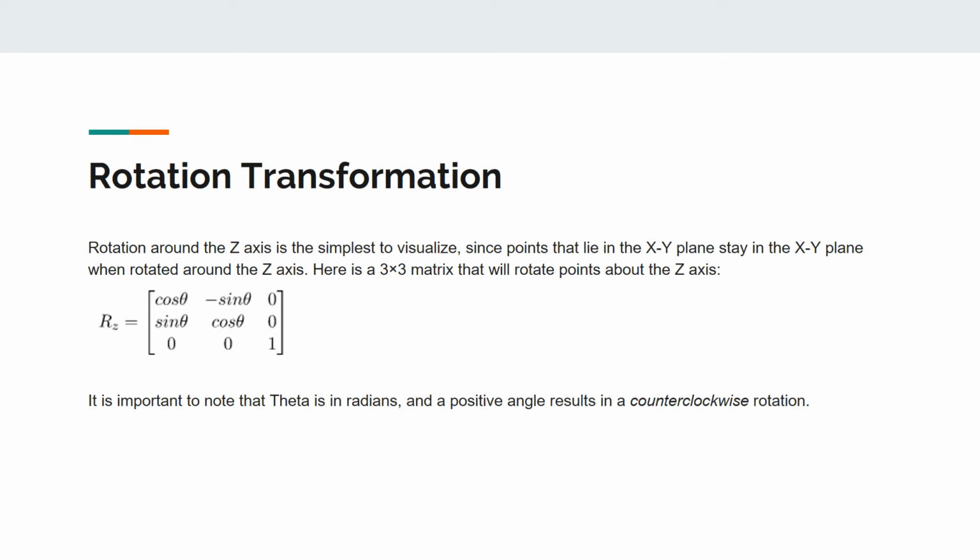So RZ here is a 3x3 matrix that will rotate points around the z-axis. I just want to point out that theta there in sine and cosine is in radians, and a positive angle results in a counterclockwise rotation.